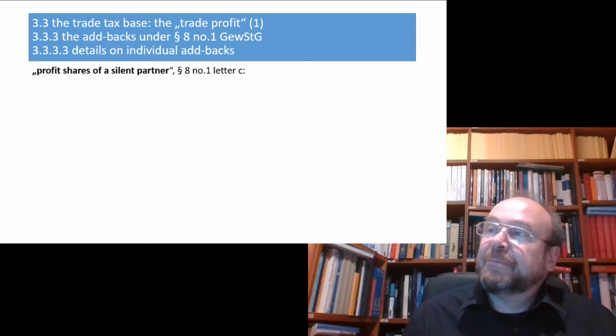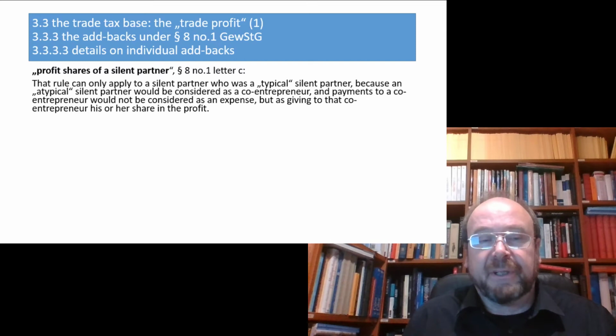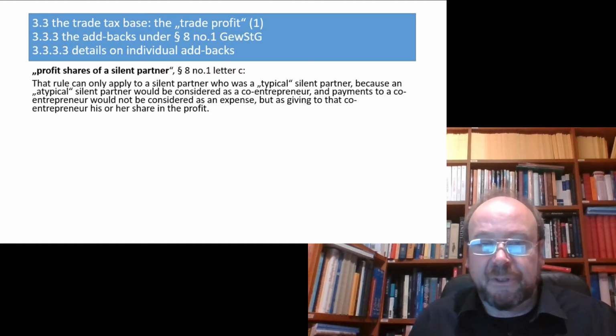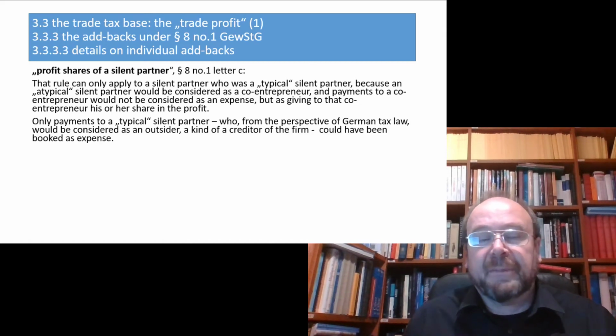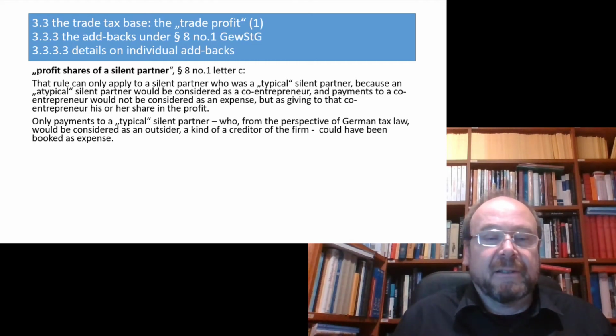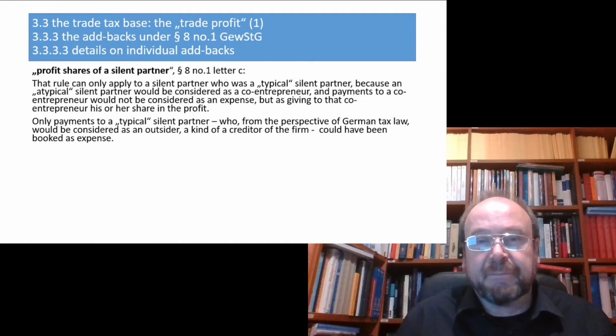Profit shares of a silent partner, that can only apply to a so-called typical silent partner, because an atypical silent partner would be considered as a co-entrepreneur, and payments made to a co-entrepreneur would not be a business expense. Only payments to a typical silent partner can be or could have been booked as an expense, because only the silent partner, which is typical silent partner, is an outsider from the firm from the perspective of German tax law.